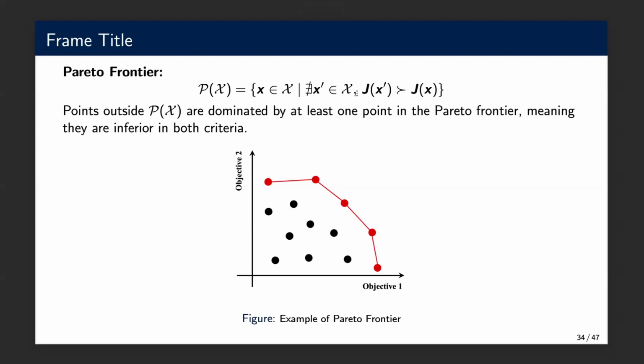That is the concept of the Pareto frontier, which is defined in this way, and the symbol here means dominance. The points in the Pareto frontier are those for which you cannot simultaneously improve the two objectives, and we call all the points in the Pareto frontier non-dominated. The rest of the points are dominated.